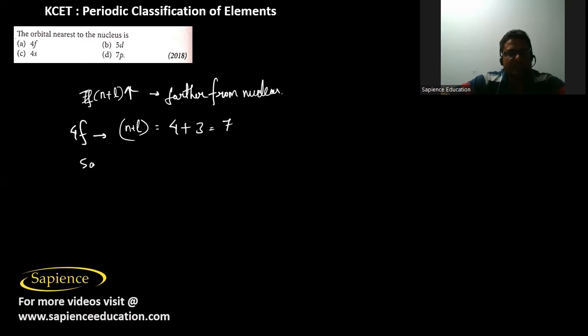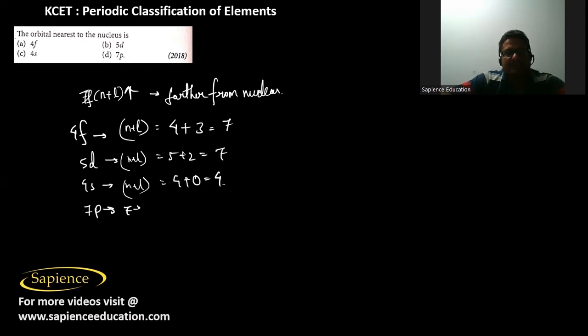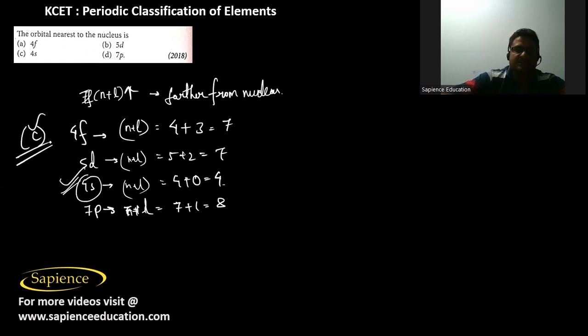And for 5d, the n plus l value will be 5 plus 2, that is also 7. And for 4s, the n plus l will be 4 plus 0, that is 4. And for 7p, it is 7 plus 1, that is equal to 8. So the orbital nearest to the nucleus will obviously be 4s. So option C is the correct answer.